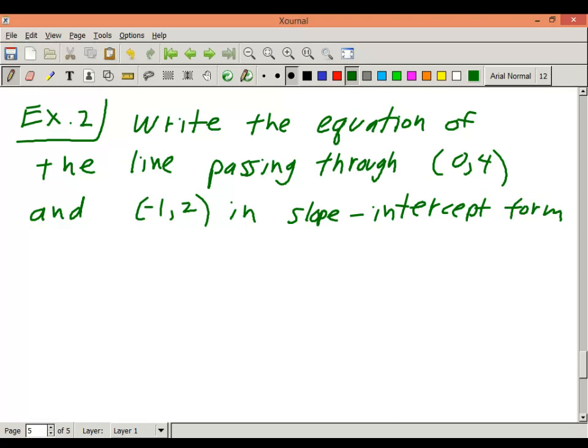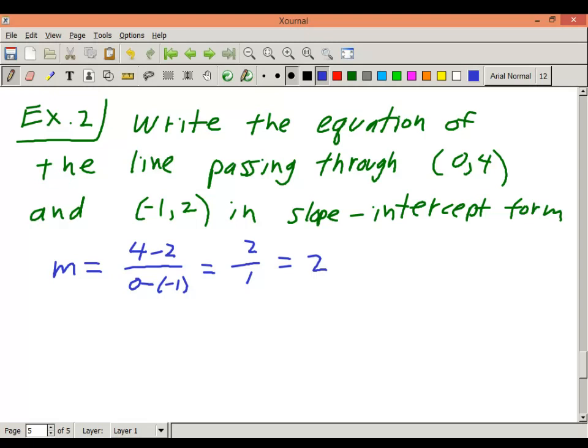Okay, so we can get the slope of this line just by using our slope formula. So slope equals, subtract the y, so 4 minus 2. Subtract the x, 0 minus negative 1. So 2 over 1, so that slope is 2. Now let's think about this. We have 2 points and a slope, so we can use our point-slope form right now if we wanted to.